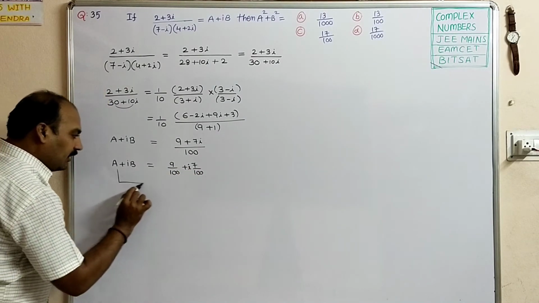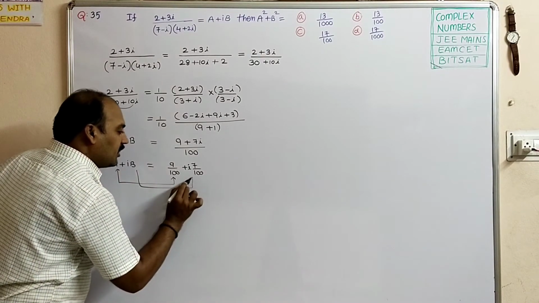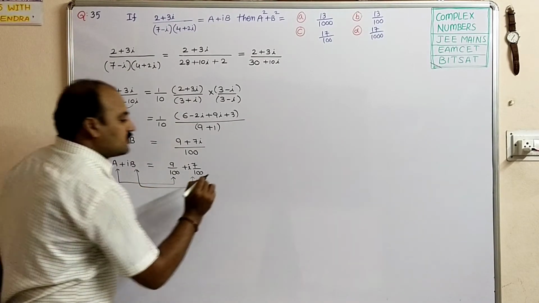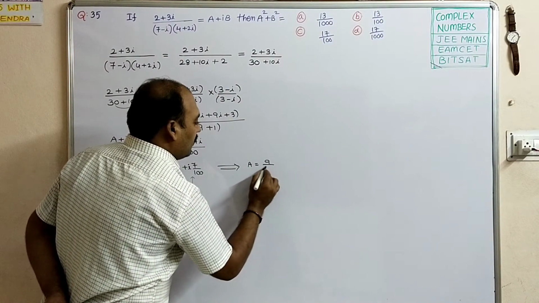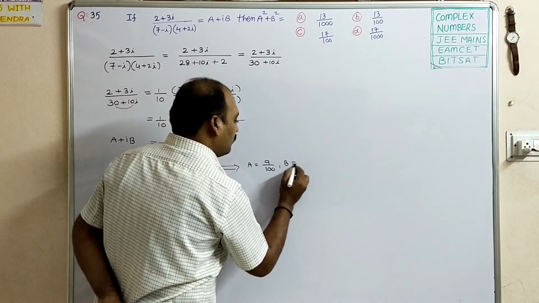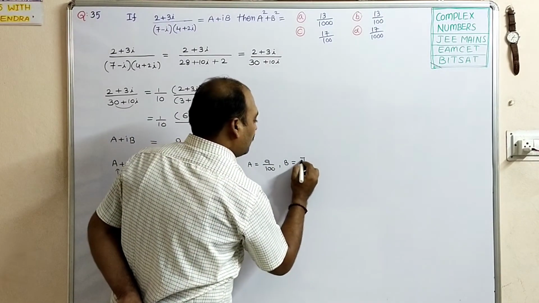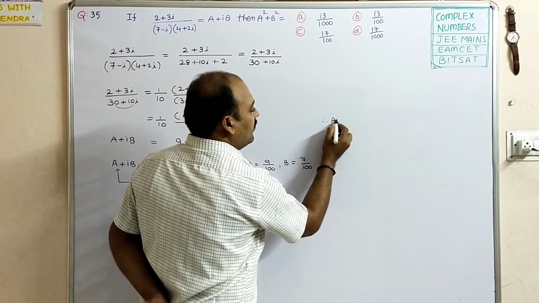By comparing real and imaginary parts, a equal to 9 by 100 and b equal to 7 by 100. Therefore, a square plus b square they are asking.